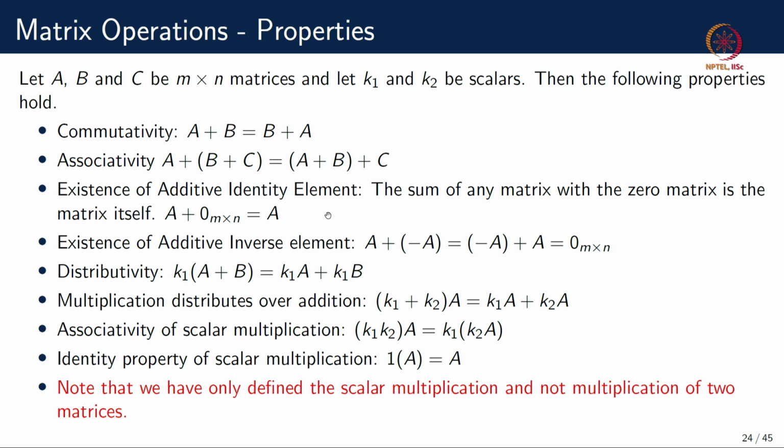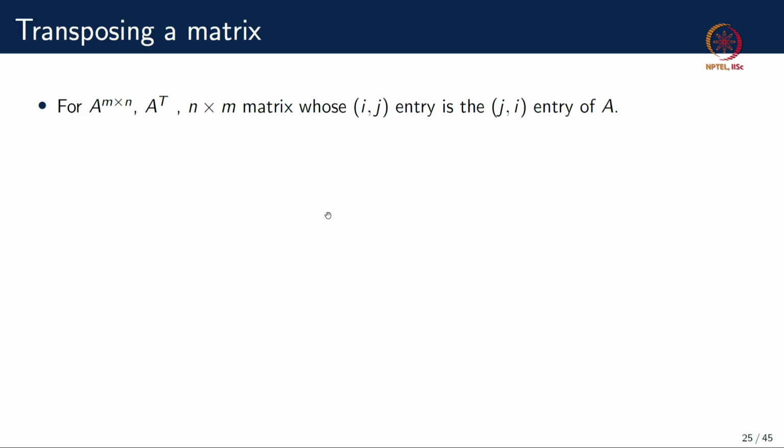Now, let us go to transposing of a matrix. Given a matrix A of size m by n of real number entries, we define the transpose of the matrix A as that n by m matrix whose ij entry is the ji entry of A. Now, look at the example.